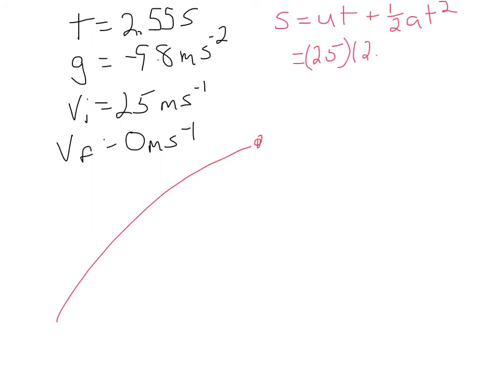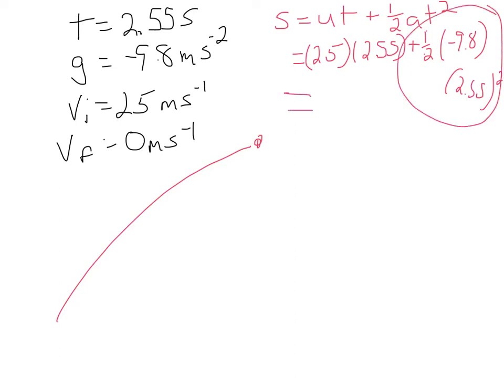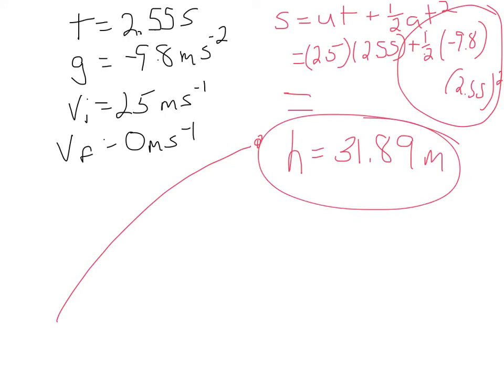So if we plug these in, 25 times 2.55 plus 1/2 times negative 9.8 times 2.55 squared. And if we work that all out, keeping in mind that this expression right here is going to give us a negative value, we end up with 63.75 minus 31.86, and we get a height of 31.89 meters. So that's how high it is to the peak. That's the maximum displacement in the y direction.